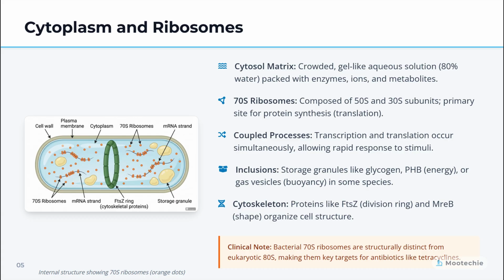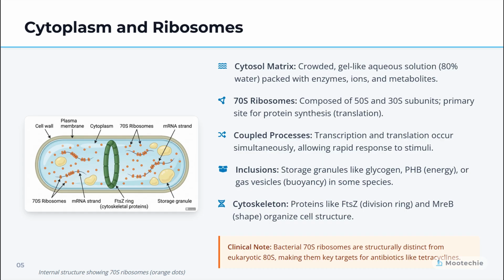Inclusions. These are storage granules like glycogen or PHB for energy, or even gas vesicles for buoyancy in some aquatic species. They are the cell's pantry or flotation devices. Cytoskeleton. Proteins like FtsZ, which forms the division ring, and MreB, which helps maintain shape, organize the cell's internal structure. So even without complex organelles, there is internal scaffolding.